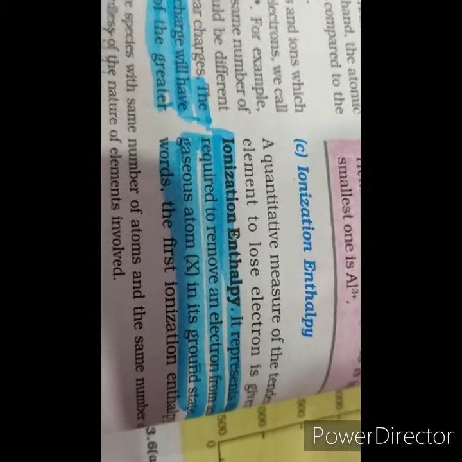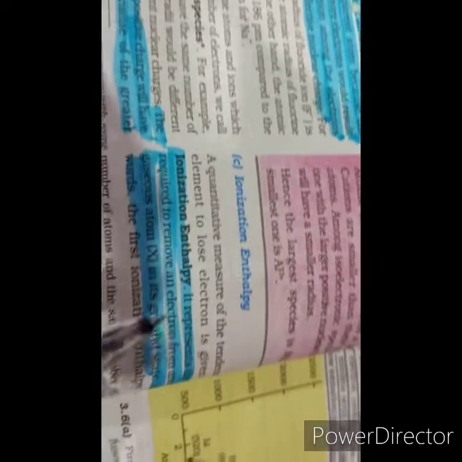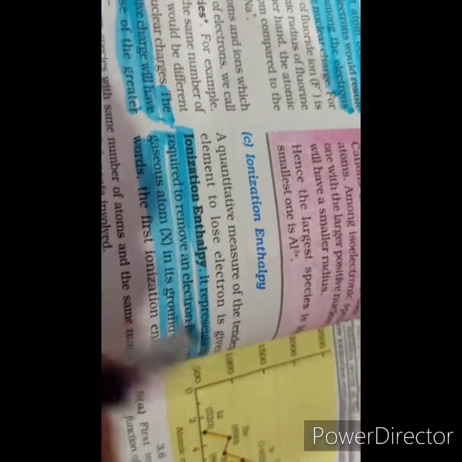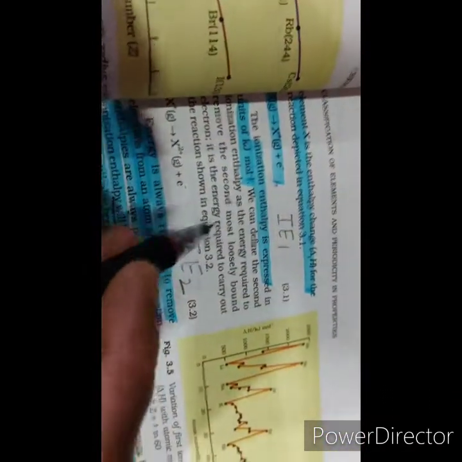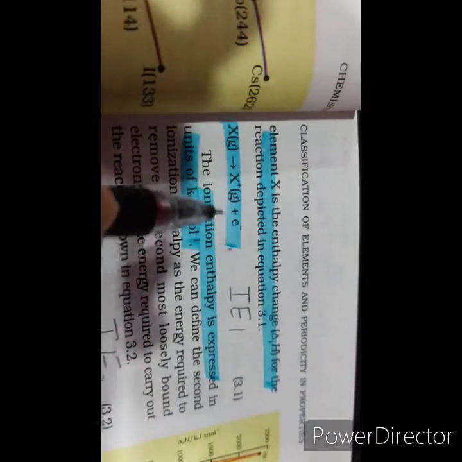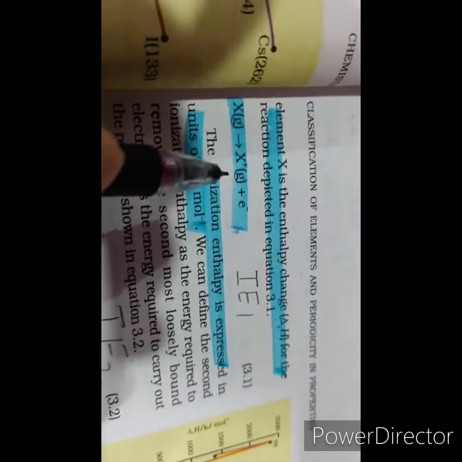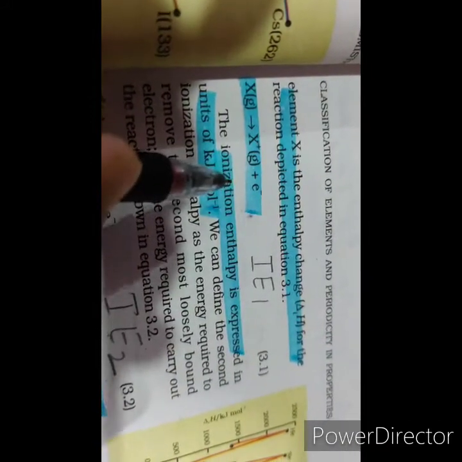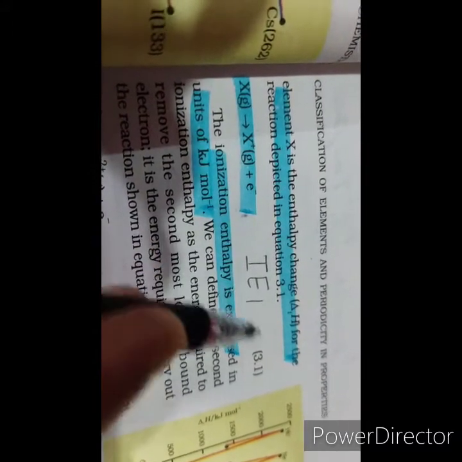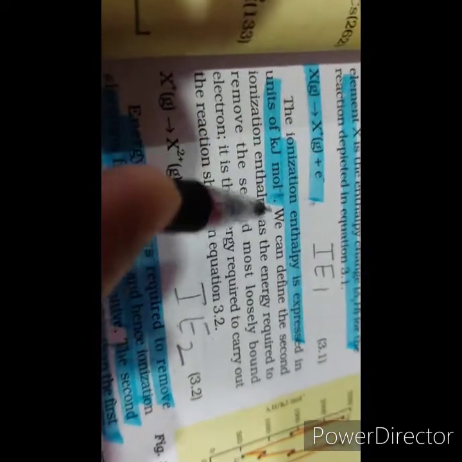Now we will study the successive ionization enthalpies. The energies required to remove the subsequent electrons from an atom in the gaseous state are known as successive ionization enthalpies. So we can see here, this is an element, and after losing an electron, it has acquired a positive charge. Whenever we want to remove an electron, we have to supply energy, and this energy is known as IE1. Ionization enthalpy is generally expressed in the units of kilojoule per mole.